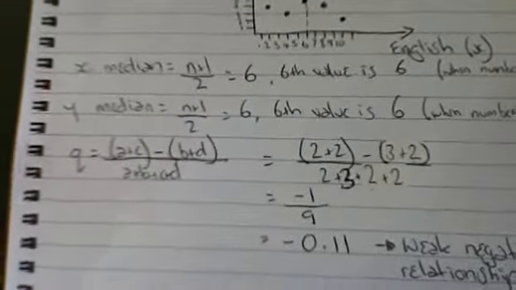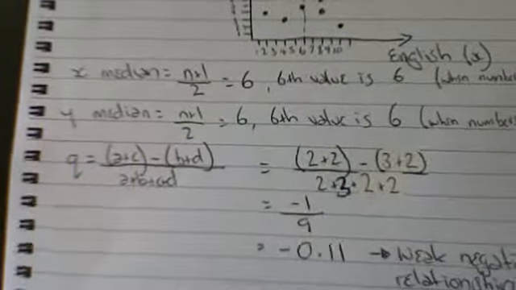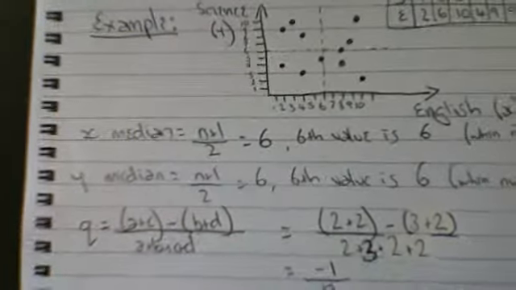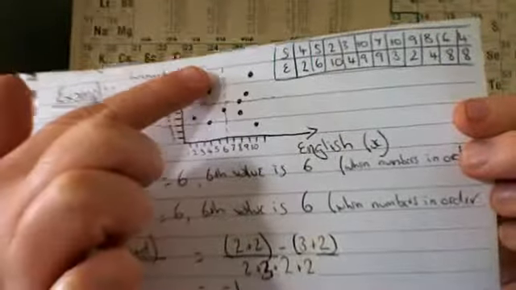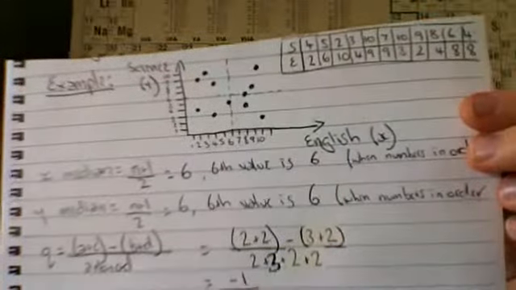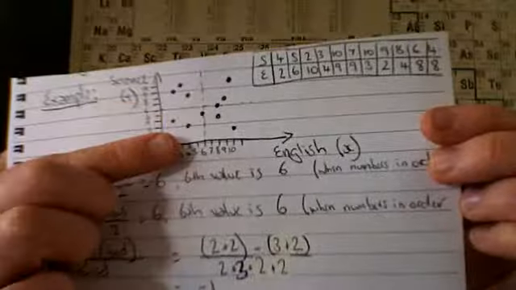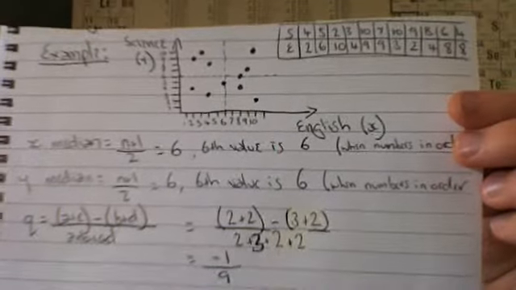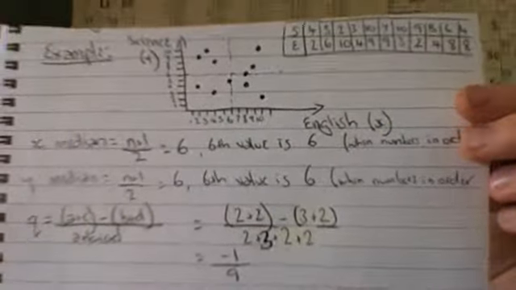So what we want to do is find our Q correlation. We use our formula, A plus C minus B plus D over A plus B plus C plus D. So we go back to our little scatter plot and count how many dots. How many dots are in A? There are 2 in A. In B, there are 3 dots. There are 2 dots in C. And there are also 2 dots in D, okay? So all we've done is replace A, B, C, and D with 2, 3, 2, and 2. So we've got 2 plus 2 minus 3 plus 2 over 2 plus 3 plus 2 plus 2.